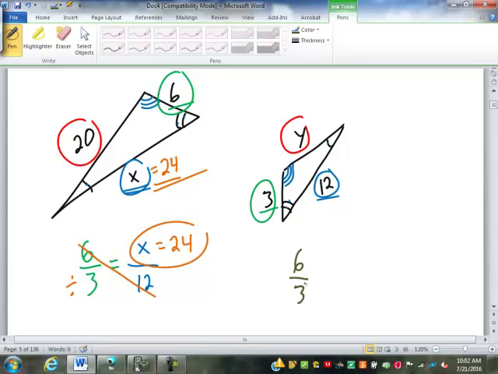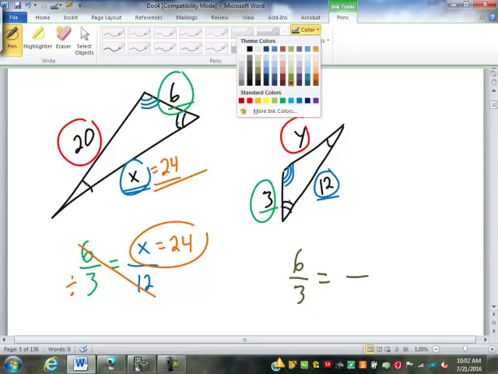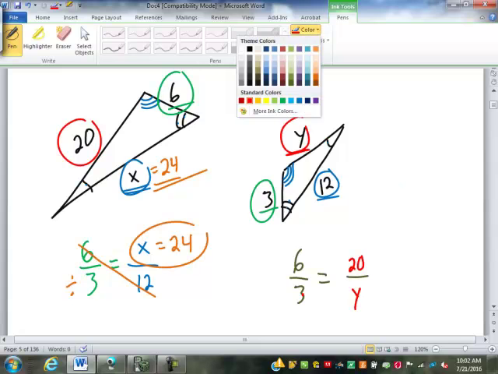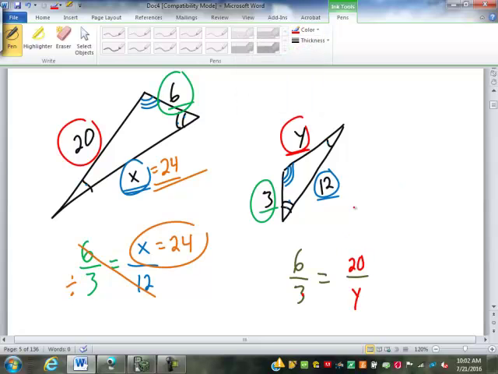So we still have the 6 and 3. On the other side, I want to find y. Does y go on top or bottom? It goes on bottom. It's from the triangle with the 3. What goes above it? 20. Very good. So we cross multiply. 3 times 20 divided by 6 gives us 10 for y.